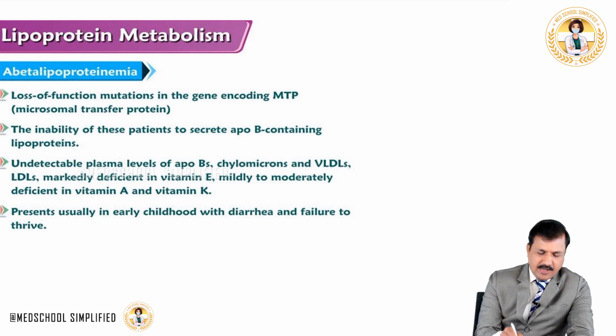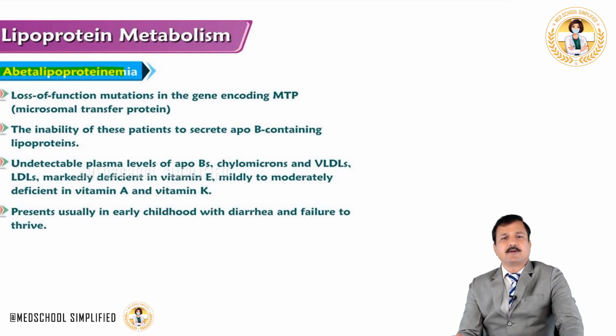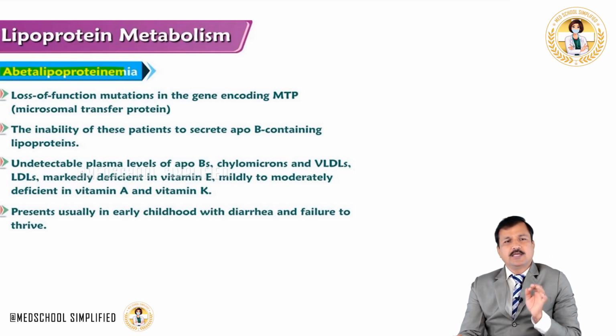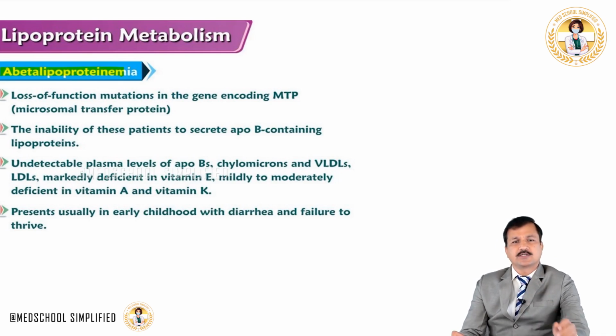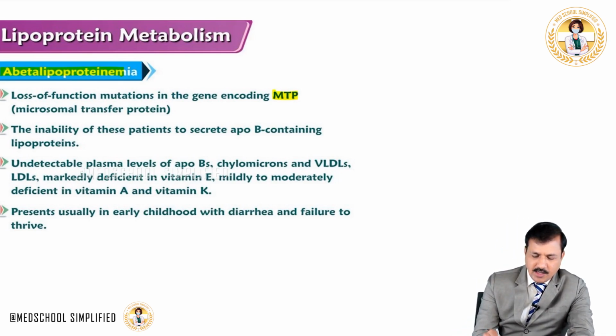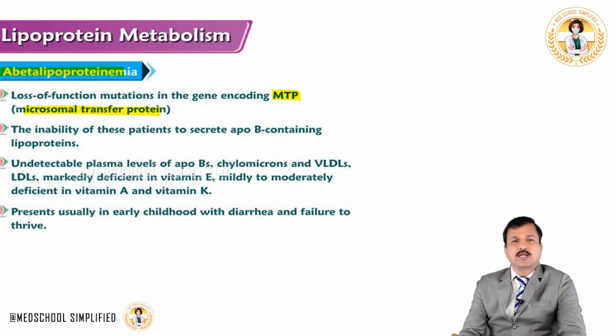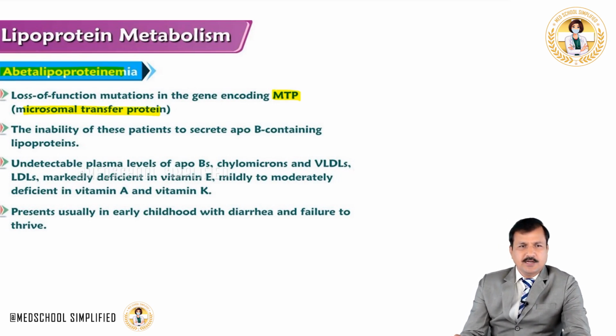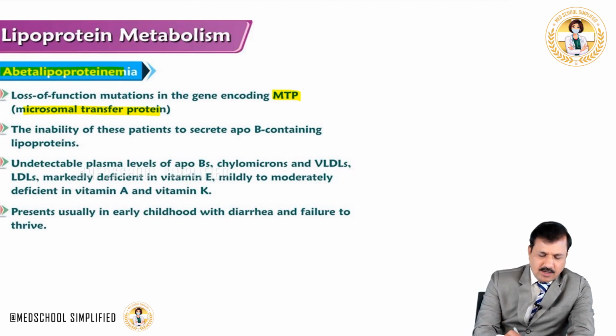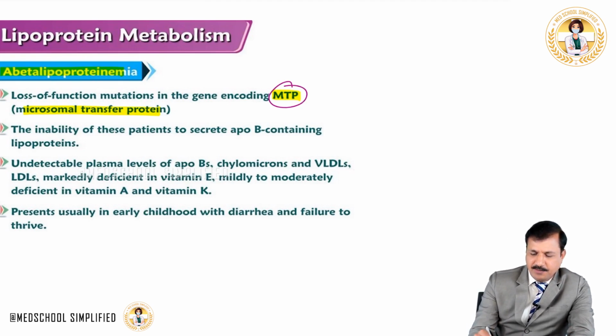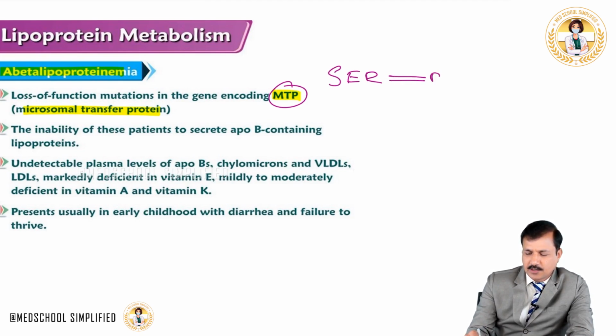So what is the meaning of A-beta lipoproteinemia and what are its characteristics? A-beta lipoproteinemia is because of a loss of function mutation in a gene that is coding for microsomal transfer protein, or microsomal triacylglycerol transfer protein. So in this condition, because MTP is the connection between, as we already know, the role of MTP is it is connecting SCR to RER.